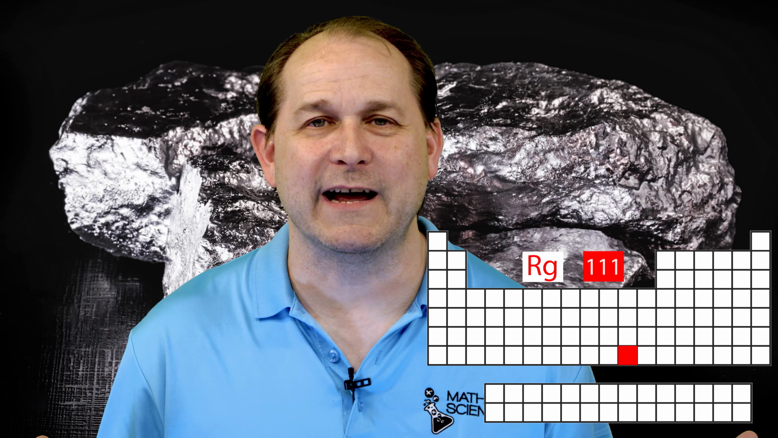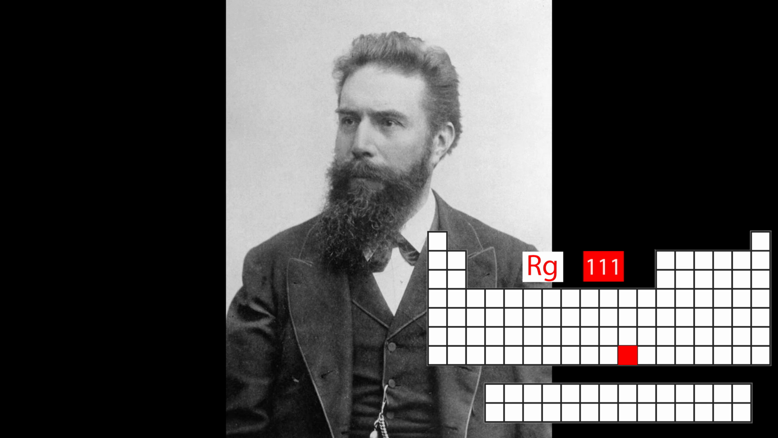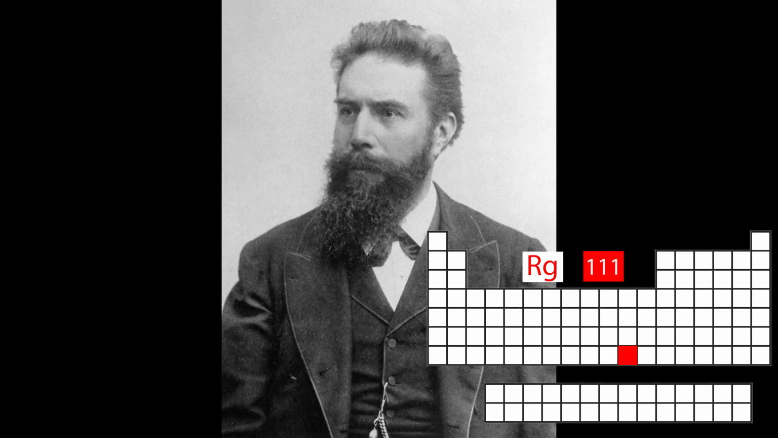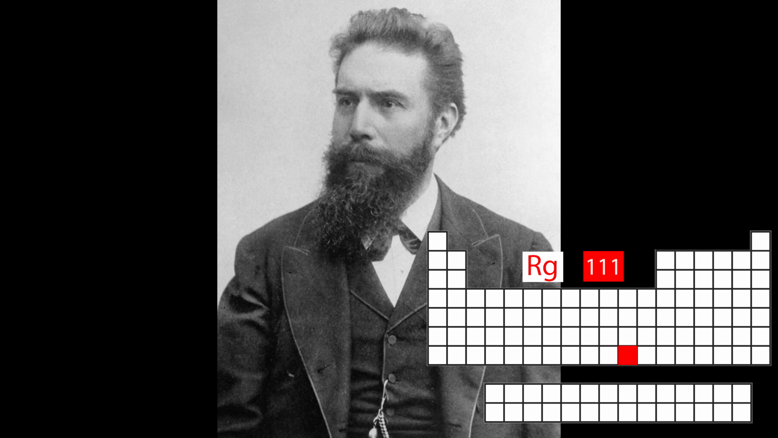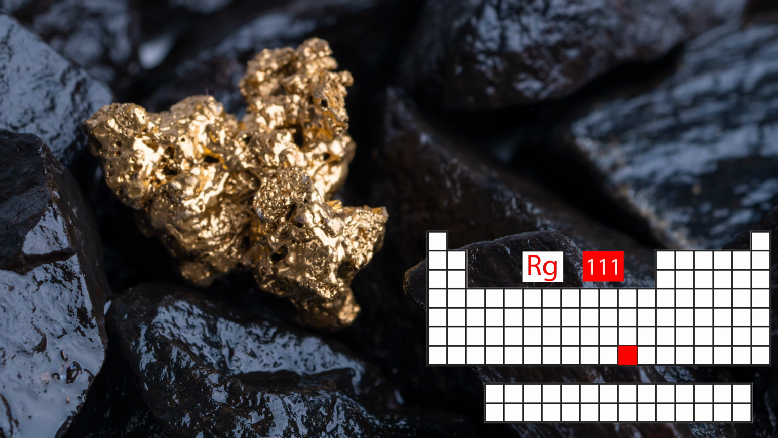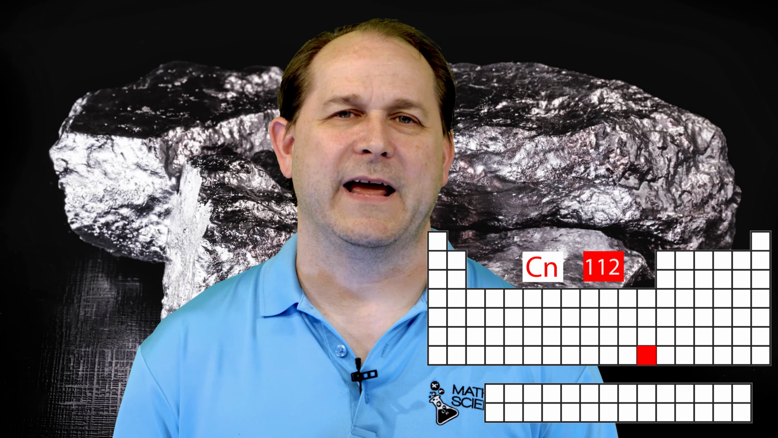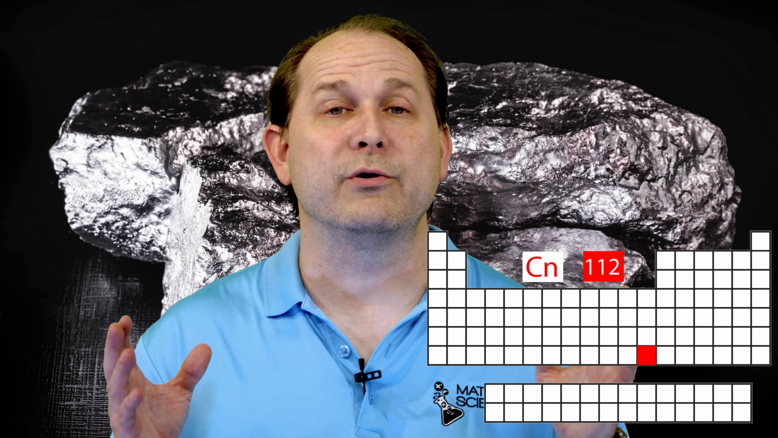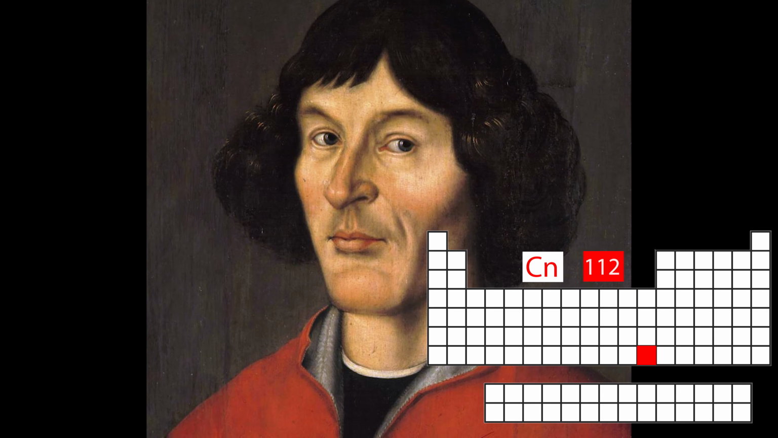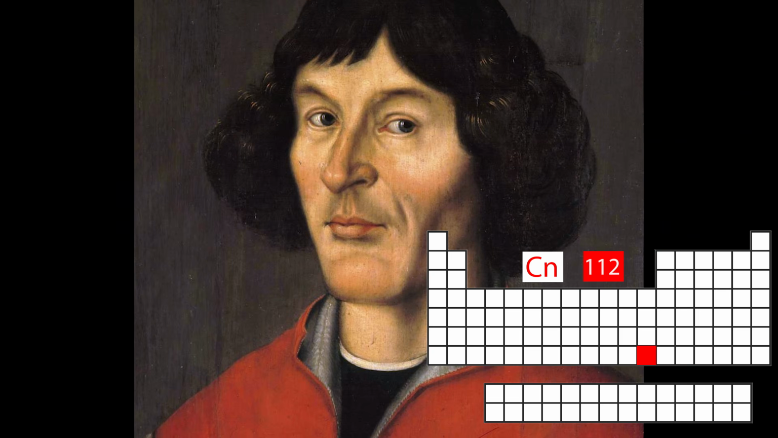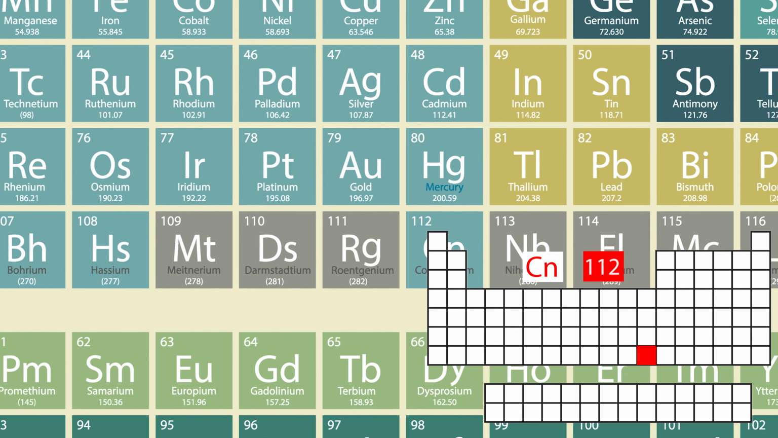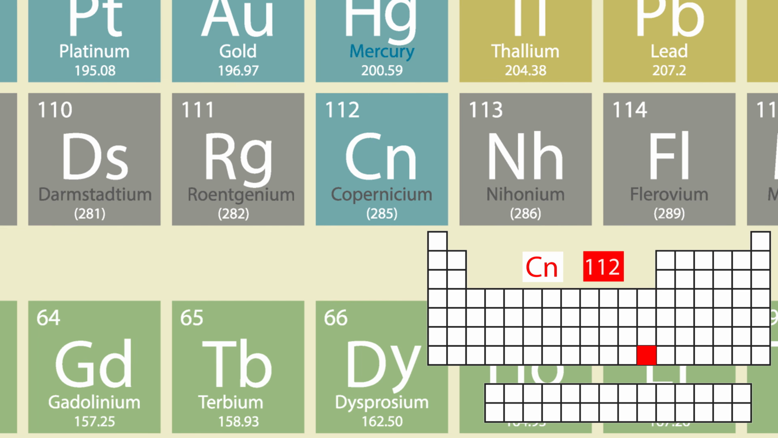Element number 111 is called roentgenium, named after Wilhelm Roentgen, discoverer of X-rays. Interesting fact is that it's actually predicted to be chemically similar to gold, though few atoms have ever existed. Element 112 is called copernicium, named after Nicolaus Copernicus. You probably heard of him. Fun fact, it's predicted to be a gas at room temperature, unlike its metallic neighbors.